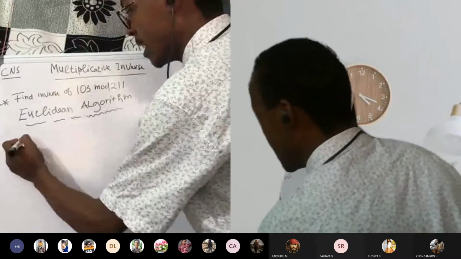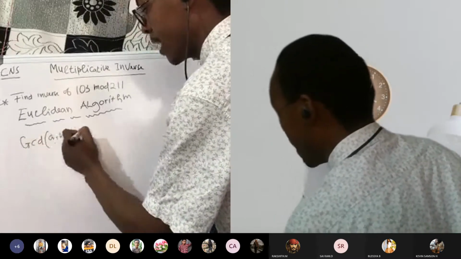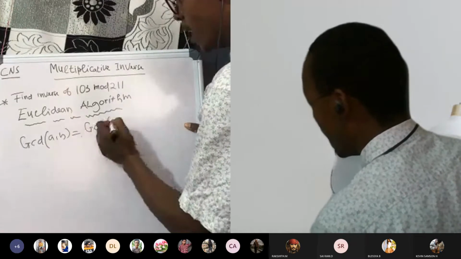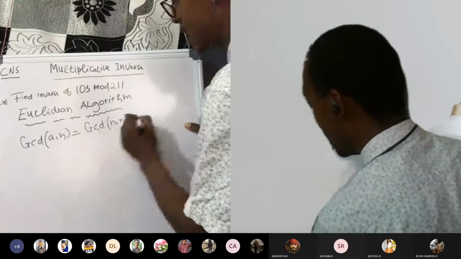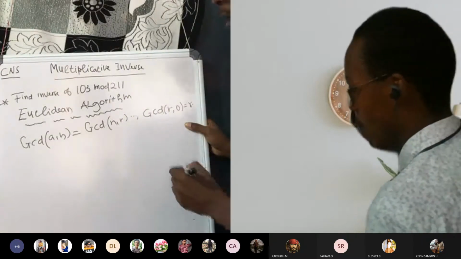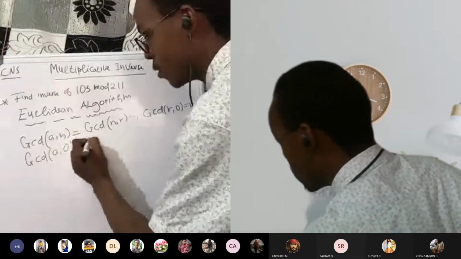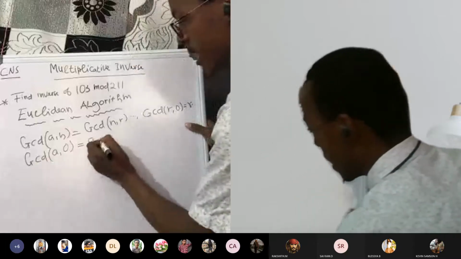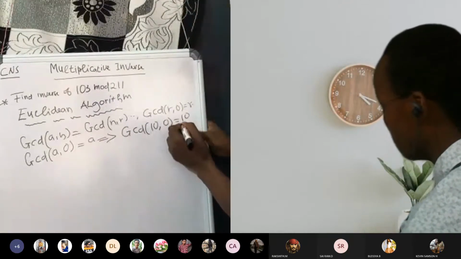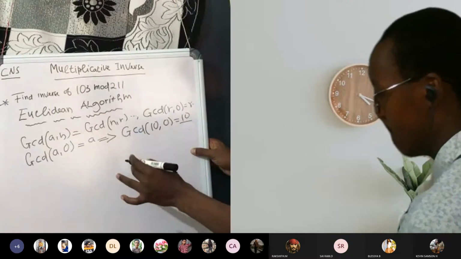For the first one, we know that the GCD of A, N is equal to the GCD of N, R. It goes on until we find the GCD of R, 0, and the GCD is equal to R. What do we mean? We know that the GCD of any number and 0 is equal to that integer. So the GCD of 10, 0 is equal to 10. And when we deal with this, we want to find the remainder. That's the rule which we have applied.